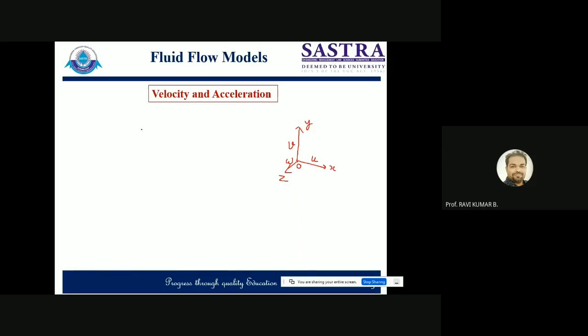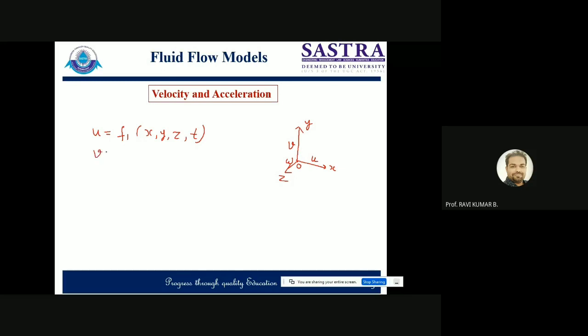In which the velocity components are u along the x direction, v along the y direction, and w along the z direction. So we can say that u is a function of position x, y, z, and t. Why are we considering t? Because we are not assuming this as steady. If it is not steady, there will be variation of velocity with respect to time as well. That's why we have considered time as well. So u is a function of x, y, z, and t.